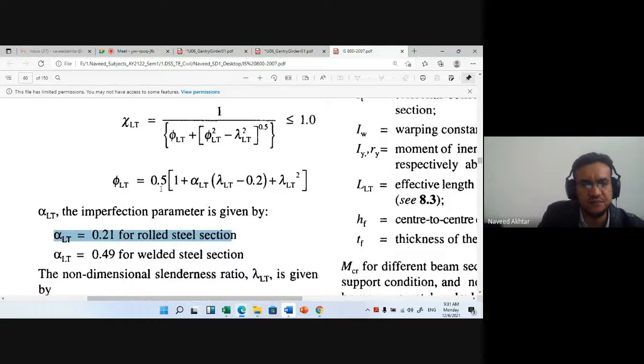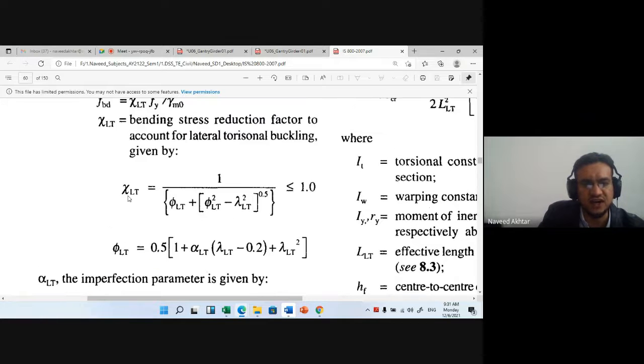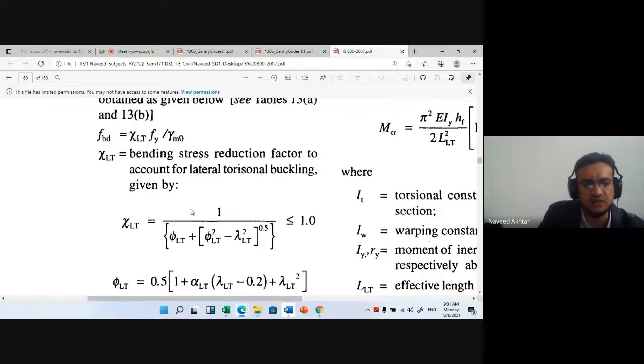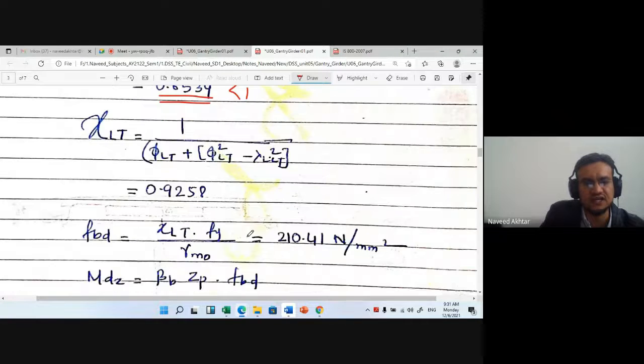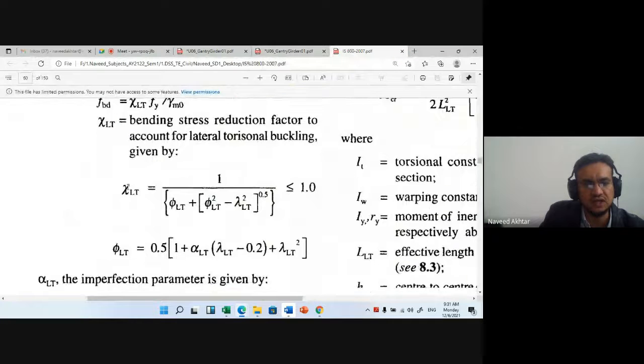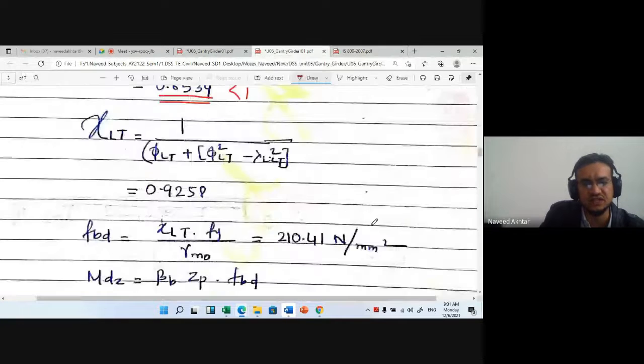Phi LT is 0.5 into 1 plus alpha LT into lambda LT minus 0.2 plus lambda LT square. All this, lambda LT value and alpha LT value, we know now. So phi LT you can find out. Now from the phi LT you can find out the XLT value, 1 upon phi LT plus under root of phi LT square minus lambda LT square, and this value should be less than 1. So we can find this value, phi LT 0.653, which is less than 1. Then similarly you find out the XLT using the IS code. That value is also less than 1. This value should be less than or equal to 1.